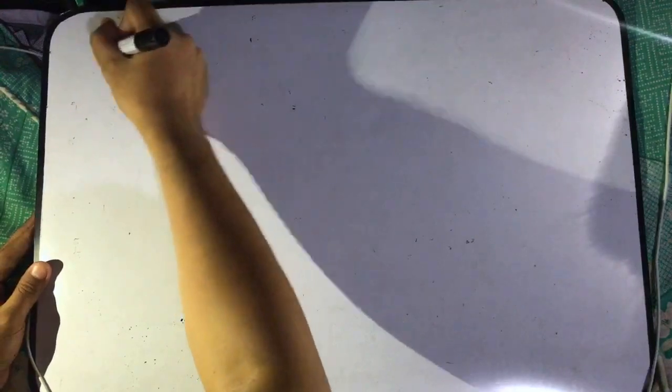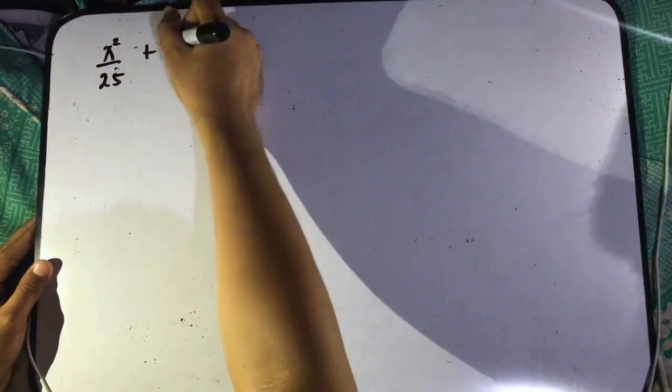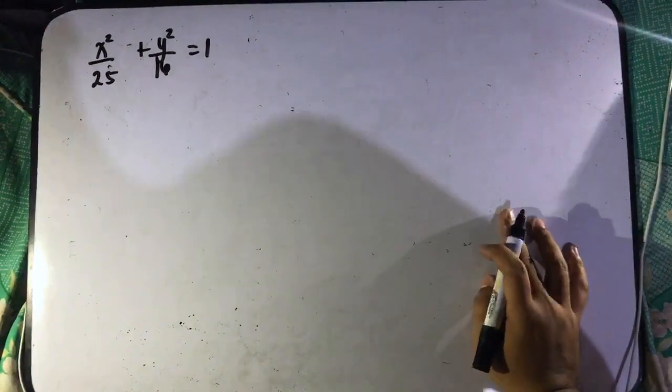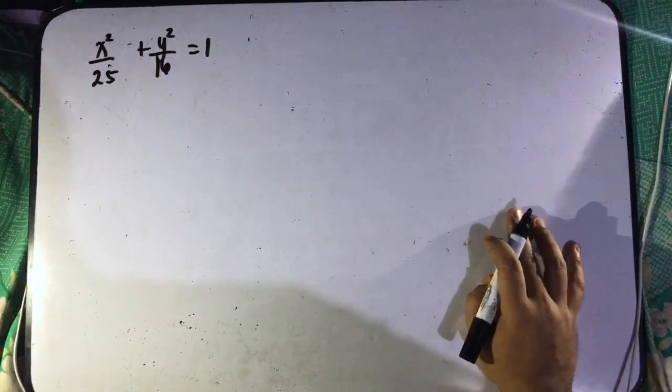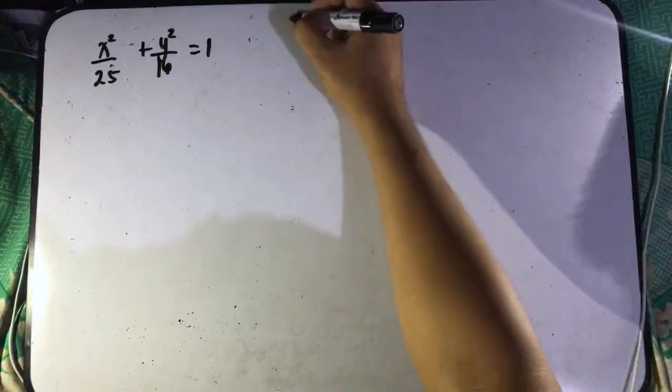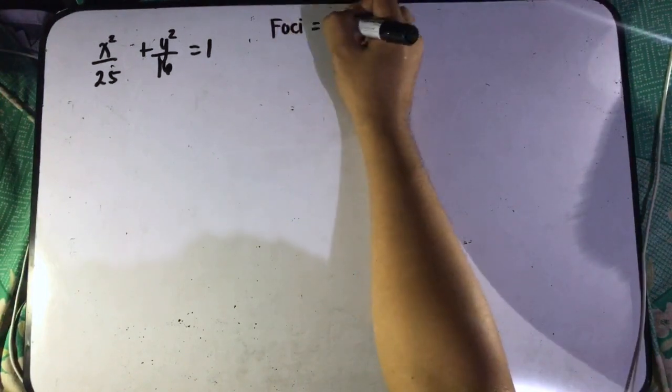So, this is the problem. x squared over 25 plus y squared over 16 is equal to 1. So, this is the given. If this is the given, all we need to do is to identify the coordinates of the vertices, the co-vertices, and the foci. So, again, pag sinabi nating foci, c.